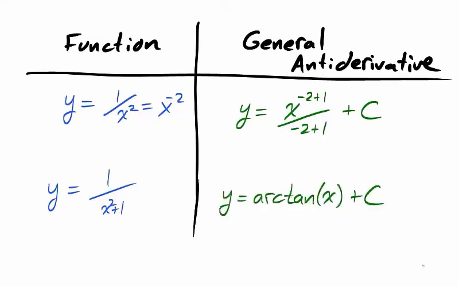Now, the general antiderivative of 1 over x squared plus 1 is arctangent of x plus c, because the derivative of arctangent is 1 over x squared plus 1. Notice, a tiny change in the denominator creates a large change in the antiderivative. But don't worry, our antiderivatives will not become too complicated until we get to the second semester of calculus.